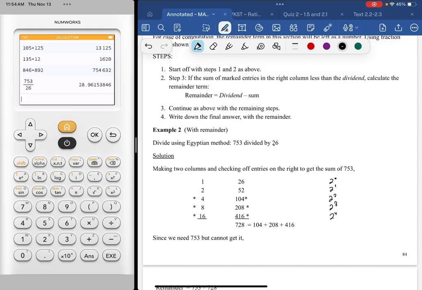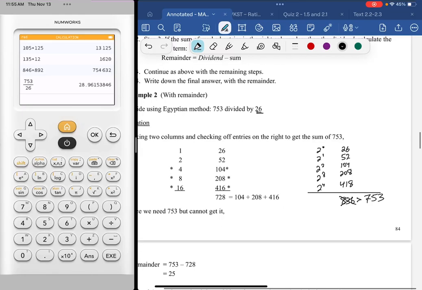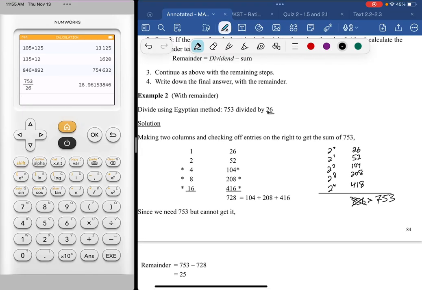I'm multiplying by 26, so I'm looking at multiples of 26, doubling, so multiplying by 2 consistently. 104, 208, 416. If I double that, I'm going to get 836, which is bigger than my target number of 753, so I can't include the 836. But no matter how I add the values together, I don't get a number that would add to be equal to my target value of 753.